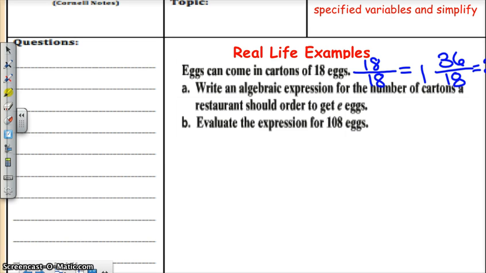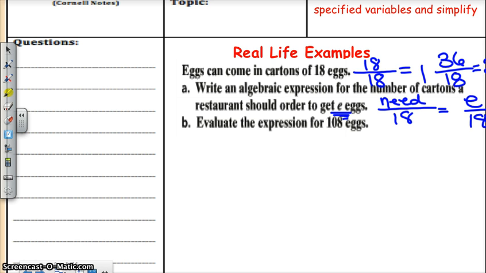Now what I have going on here is my needs over 18. How much per carton? I'm asking how many 18s are in what I need. So it says they want to get E eggs, that's what they need. Then to scaffold that, what you need would be E eggs over 18 per carton. Okay.